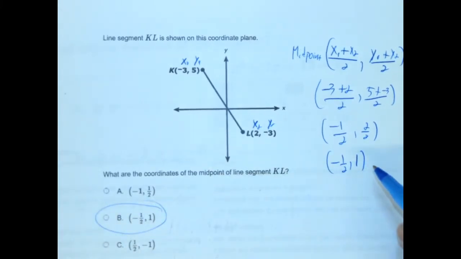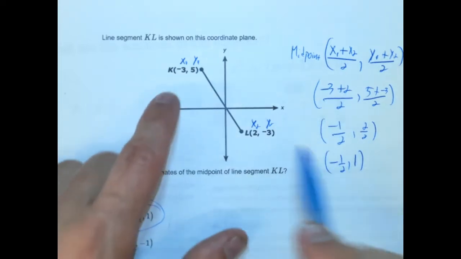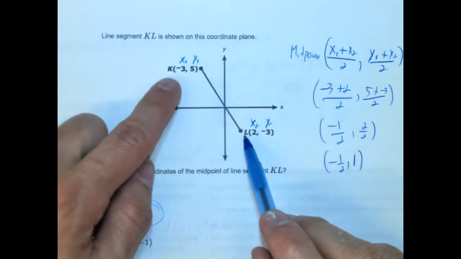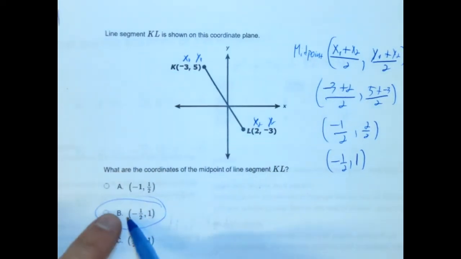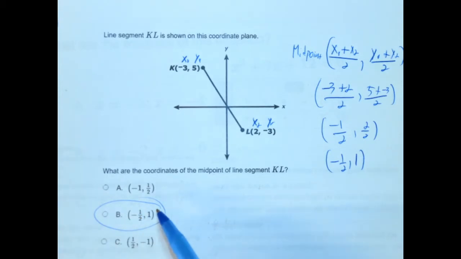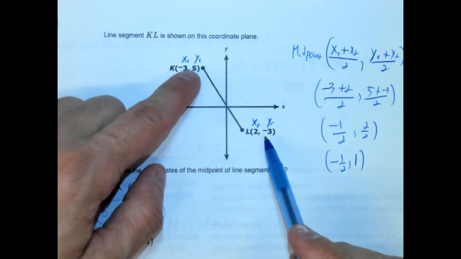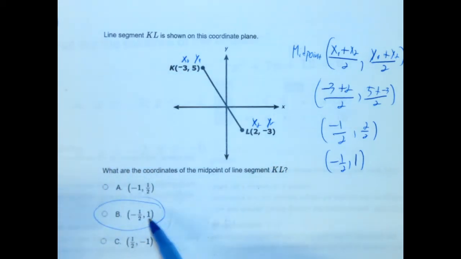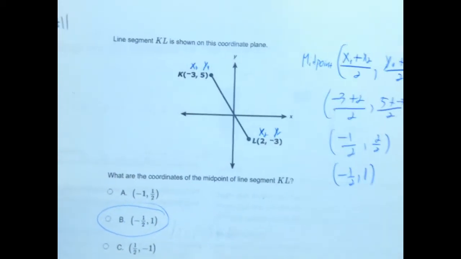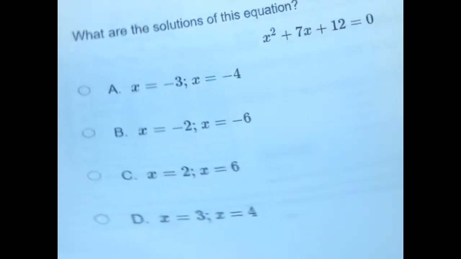Okay? So again, if you don't remember the formula, just remember it's halfway. So if you just found the average of negative 3 and 2, it would actually give you B because it's the only one with negative 1 half as the x value. Same here, if you know the halfway point between 5 and negative 3 is 1, then that's enough to find it. Okay? All right, number 12.